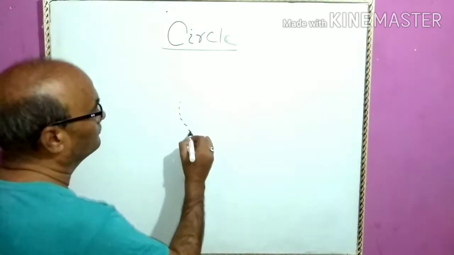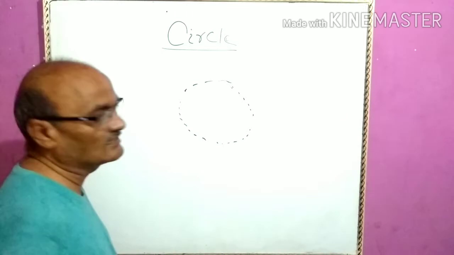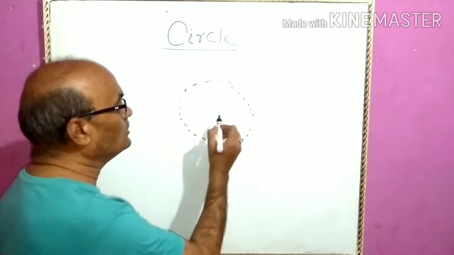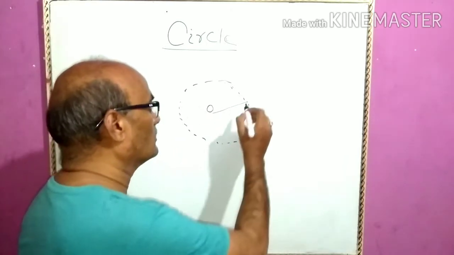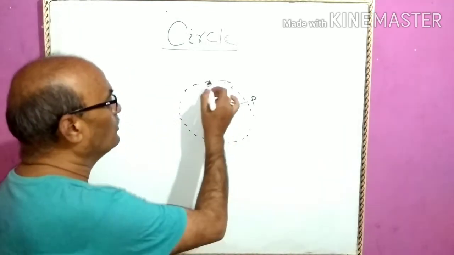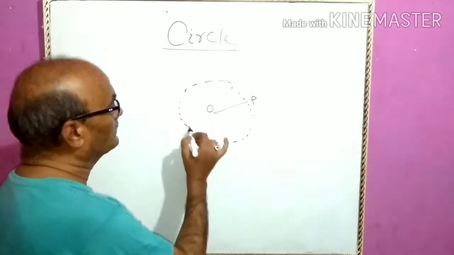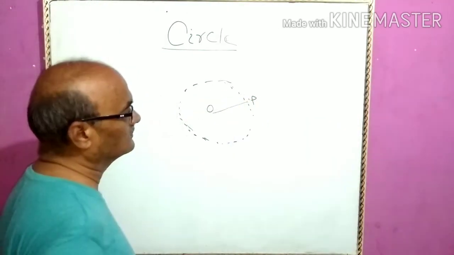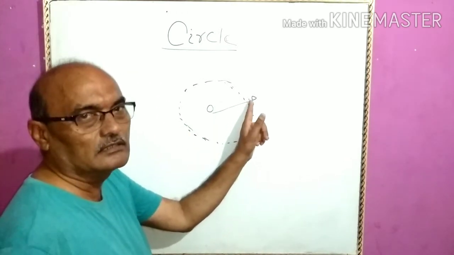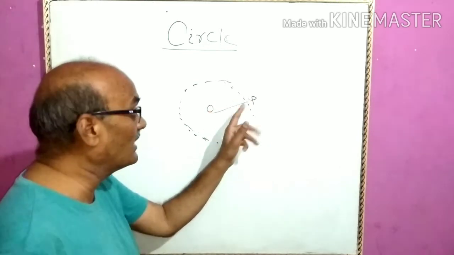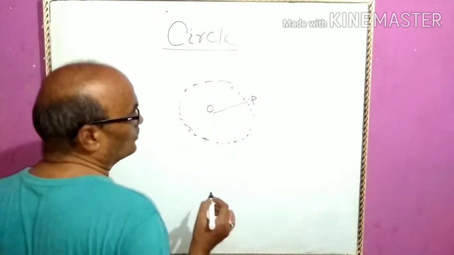If a point moves in a plane such that its distance from a fixed point in the same plane is constant, then the path followed by the point P is called a circle. This path is followed by the moving point P such that the distance of the point P from the fixed point O, which lies in the same plane, is constant, then this path is known as a circle.